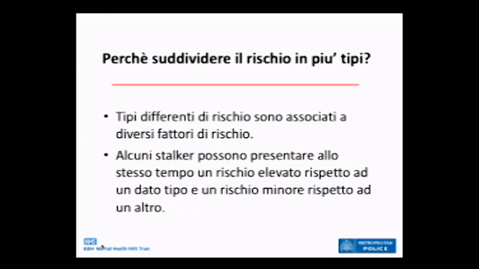Now, why do we split risk into types? I repeat, this is because different domains of risk are associated with different risk factors. Somebody can be high risk in one domain, but low risk in another domain. So somebody could have a high risk of persistence, but a low risk of violence. Or the other way around, a high risk of violence, but a low risk of persistence. It's necessary to assess these areas separately.